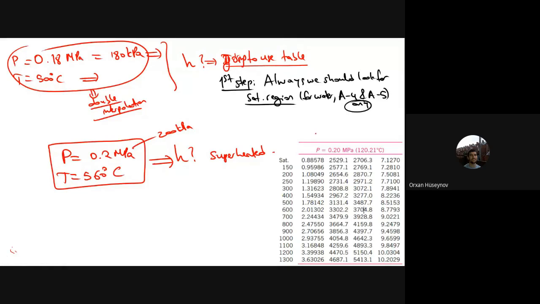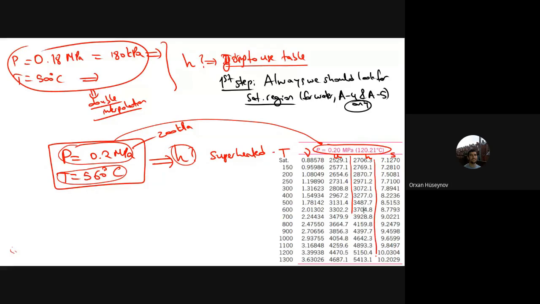So you see, we have the pressure value, which is 0.2 megapascals, and the temperature value is 560 degrees Celsius. What we want is the h value. From the table, at the top, the first column is the temperature. The second one is the specific volume. I'm just copying the table. The third one is internal energy, then you have the enthalpy, and then the entropy. I'm looking for the enthalpy column, which is this one.